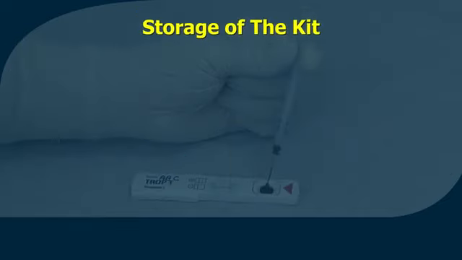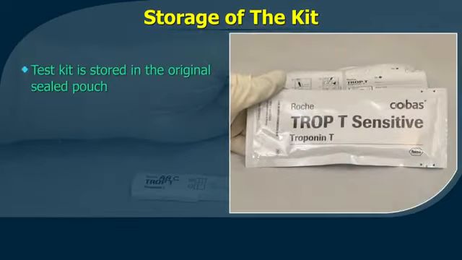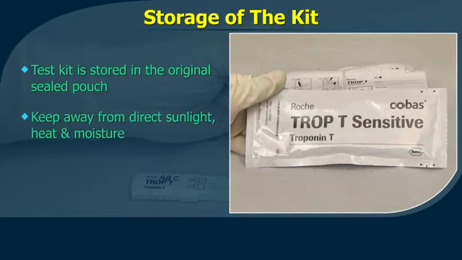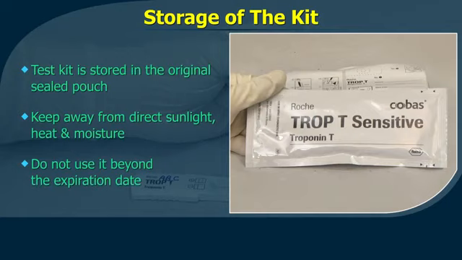Storage of the kit. The test kit should be stored at the manufacturer recommended temperature in the original sealed pouch for the duration of shelf life. The test kit should be kept away from direct sunlight, moisture and heat. Perform the test immediately after removing the test cassette from the foil pouch. Do not use it beyond the expiration date.